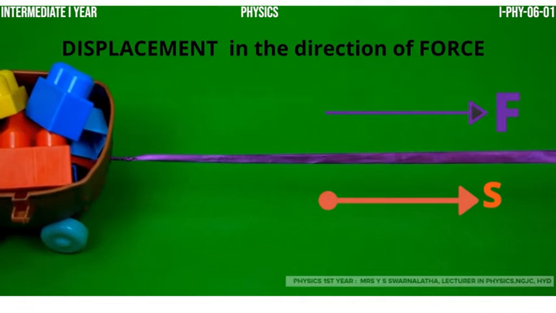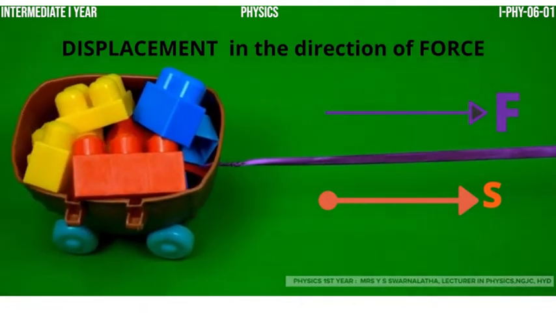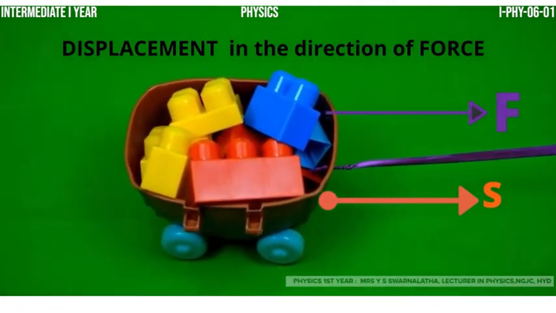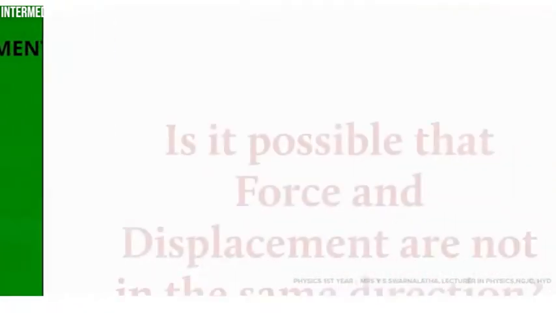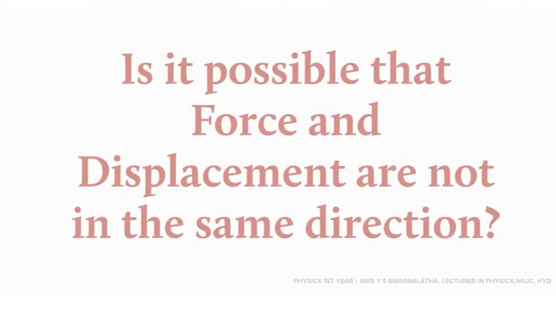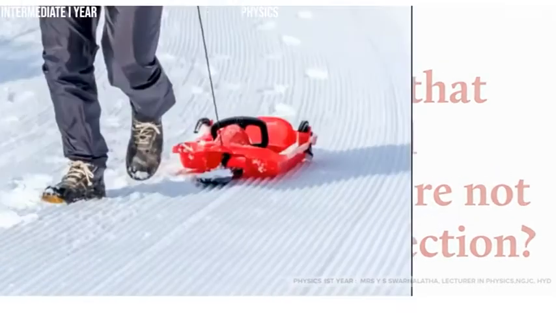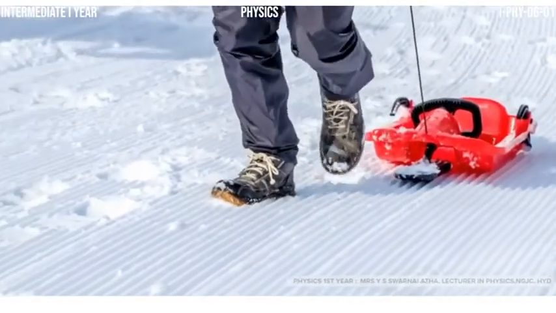If we see this example here, displacement and force are in the same direction. ఇక్కడ బలము మరియు స్థానభ్రంశము రెండు ఒకే దిశలో ఉన్నాయి. Is it possible that force and displacement are not in the same direction? ఇక్కడ గమనించినట్లయితే మనం తీసుకున్న ఎగ్జాంపుల్లో పని మరియు స్థానభ్రంశము ఒకే దిశలో ఉన్నాయి. కానీ ప్రతిసారి పని జరగాలంటే రెండు ఒకే దిశలో ఉండాలా ఖచ్చితంగా? Now let us see one more example.